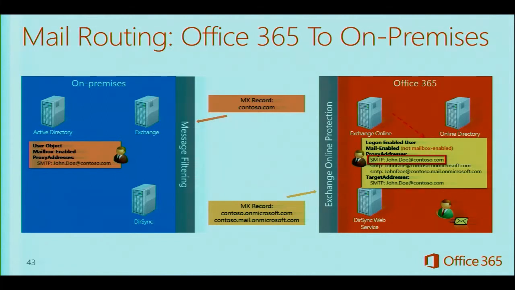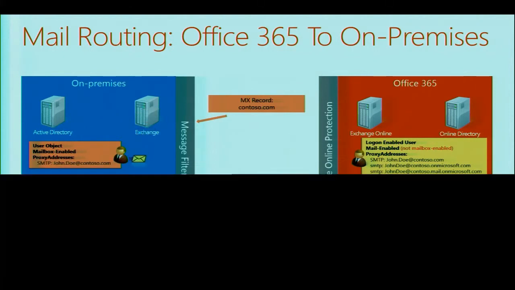They'll go ahead and send it to john.doe@contoso.com. And then we'll look up the target address for that. We'll see it's the same as the user's SMTP address, john.doe@contoso.com. We'll do an MX record lookup for that, find the authoritative server to deliver that to. It'll be the internet-facing Exchange server in this case. That's on premises. That Exchange server will then do the lookup to figure out where that user's mailbox is located, and it will go ahead and deliver the mail to that user.